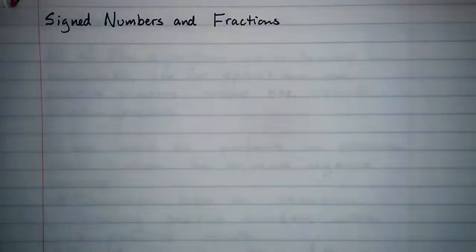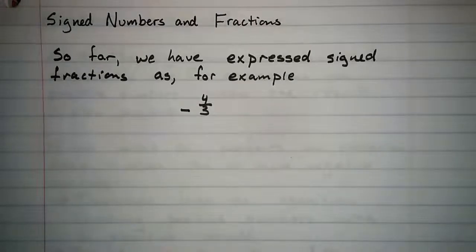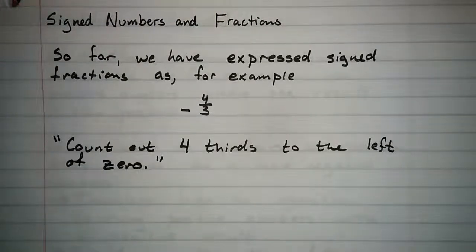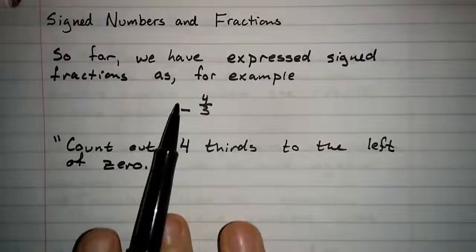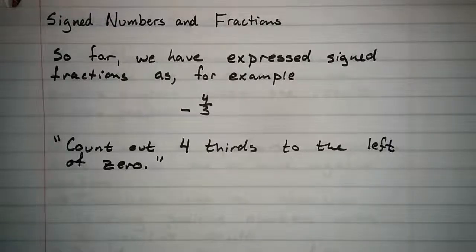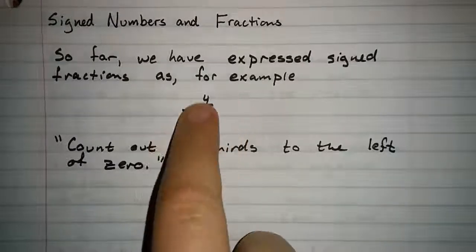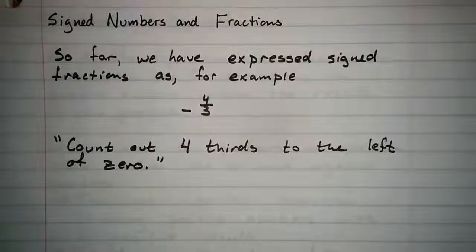So far in working with signed fractions, we have written a negative sign before the fraction. Right, and this means count out 4 of the things called thirds to the left of 0. And this is the correct way to express a negative fraction, as a negative sign in front of a number that happens to be a fraction.